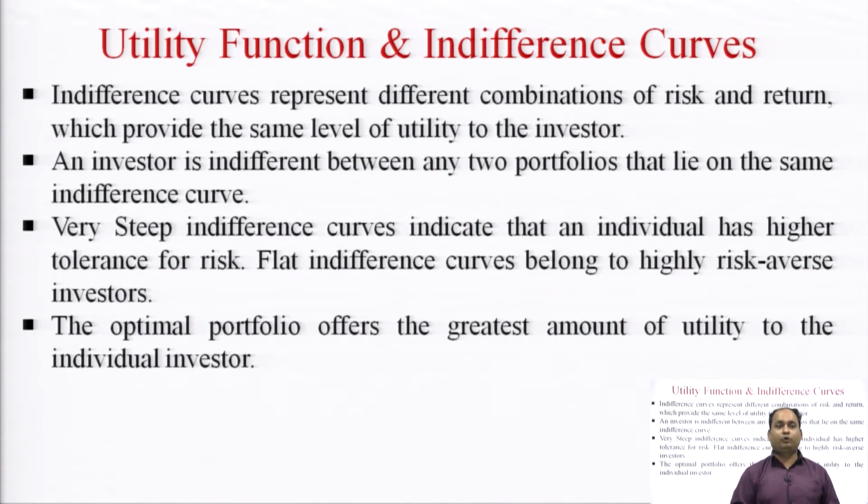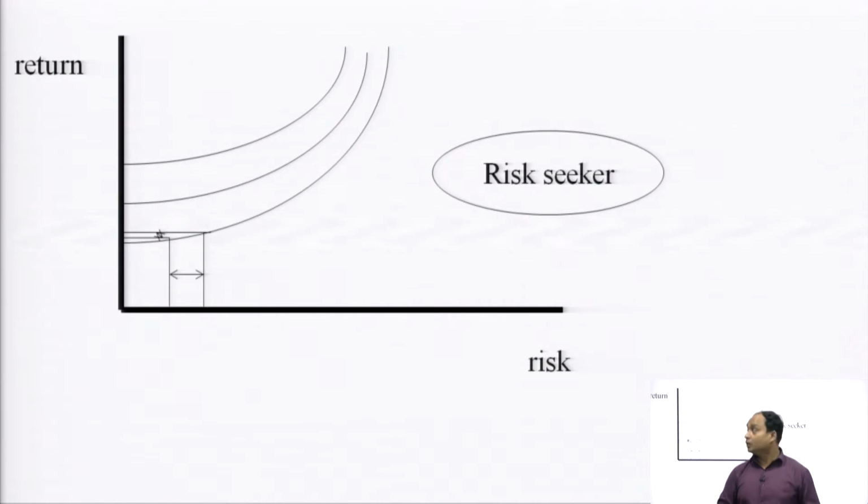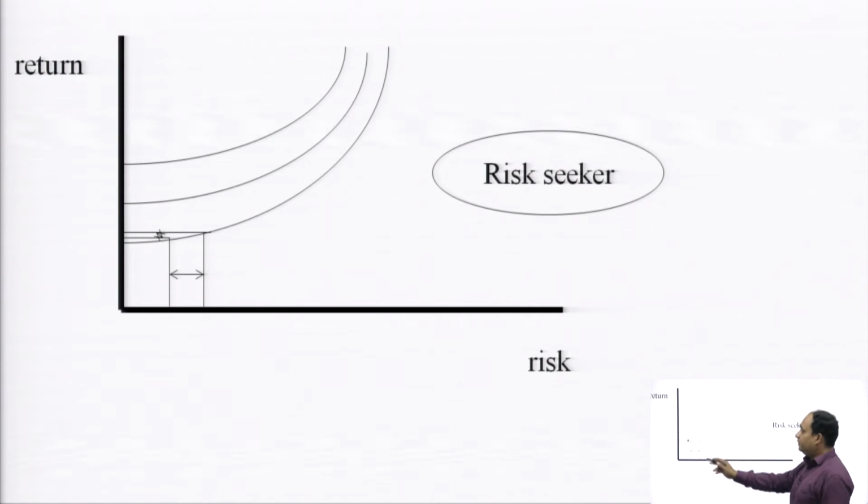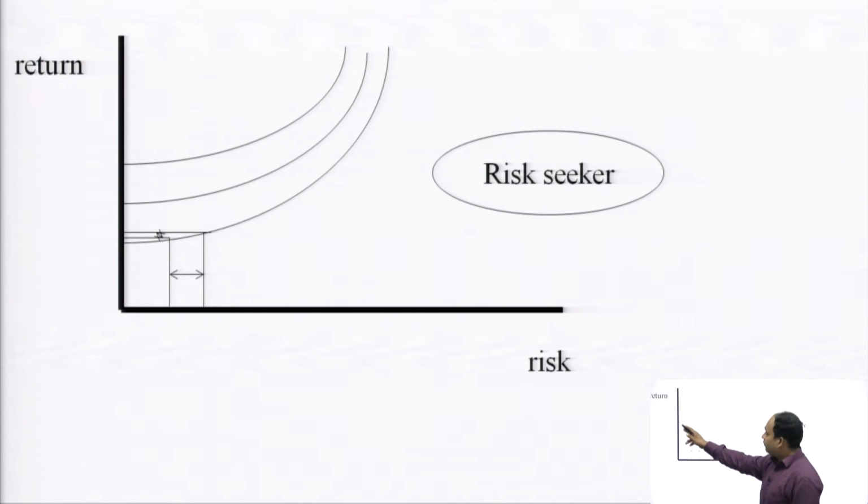The optimal portfolio offers the greatest amount of utility to the individual investor, and that is the optimum portfolio that is selected under the Markowitz theory. These are the risk seeker investors. Here is the risk, and here is the return. Risk seeker investors always want to increase the return. They want to increase the return like this.